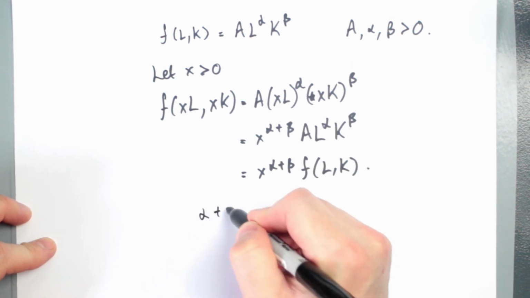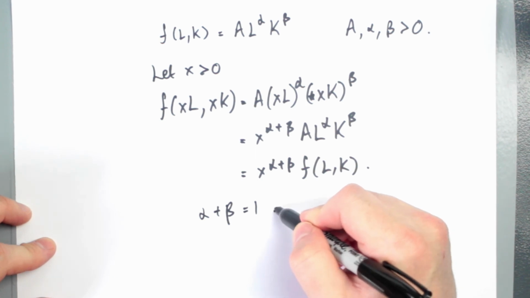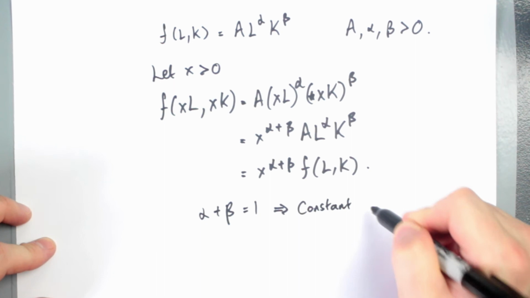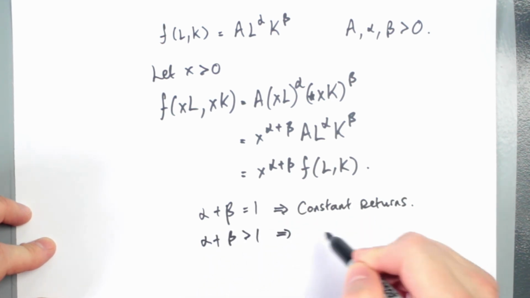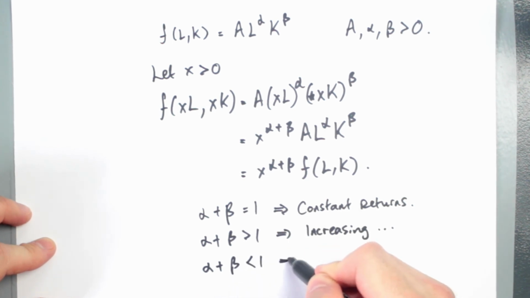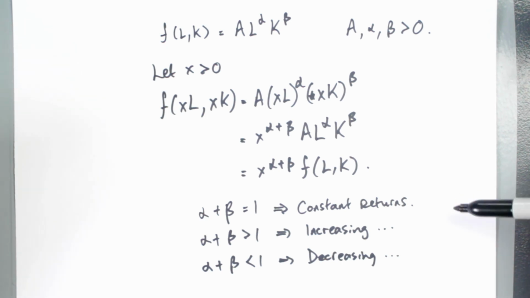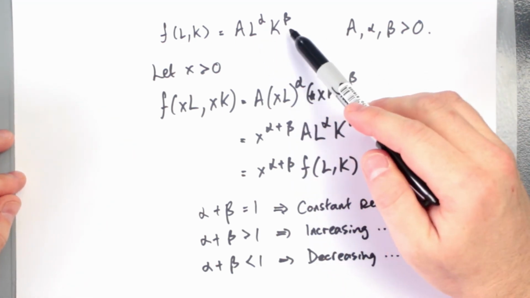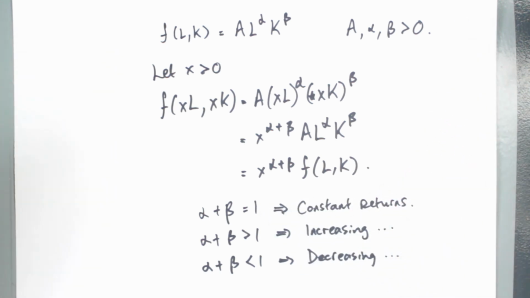For instance, if alpha plus beta equals 1, so if I have alpha here and 1 minus alpha here, then this is saying constant returns to scale. If alpha plus beta is greater than 1, this means increasing returns to scale. And if alpha plus beta is less than 1, then I have decreasing returns to scale. So that's a simple way of characterizing the returns to scale for the Cobb-Douglas long-run production function family of functions. I simply look at the powers alpha and beta, and I take their sum, and if their sum is equal to 1, greater than 1, or less than 1, then I know that the production function exhibits constant or increasing or decreasing returns to scale.